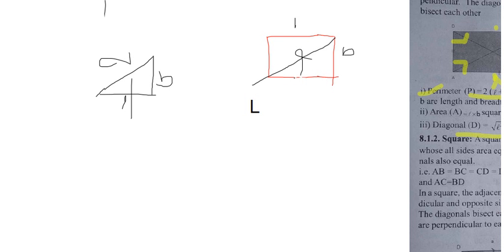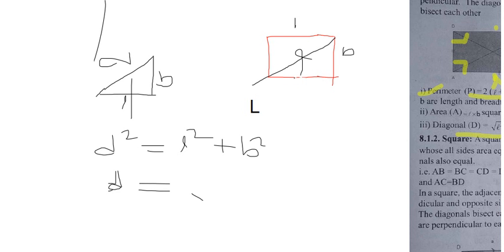D square is equal to hypotenuse square, which is equal to the sum of the squares of the remaining two sides. Yes or no? L square plus B square. Yes or no guys? Yes, very good. From that we have to find the D value. Can I write here D is equal to under root of L square plus B square.